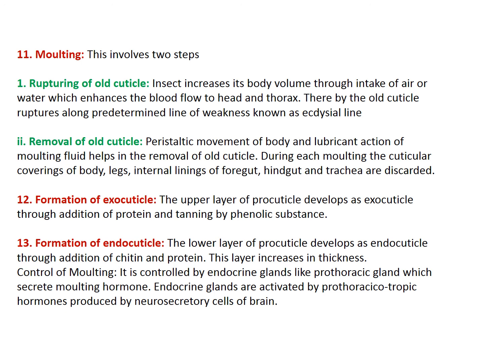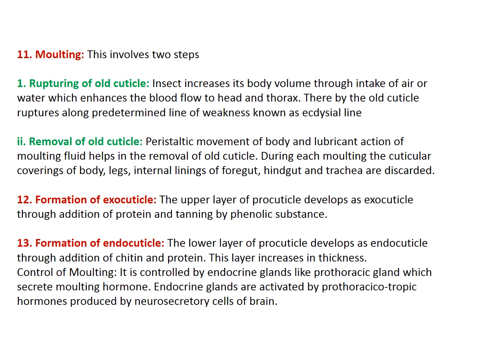Formation of exocuticle: the upper layer of procuticle develops as exocuticle through the addition of proteins and tanning by phenolic substances. Next one is the formation of endocuticle. The lower layer of procuticle develops as endocuticle through addition of chitin and protein. This layer increases in thickness.